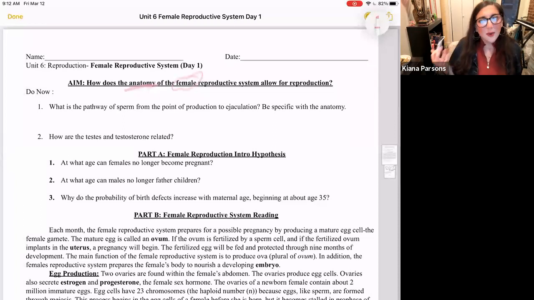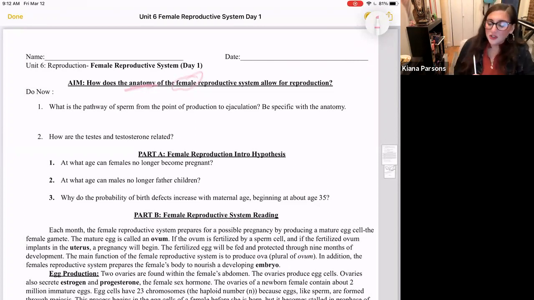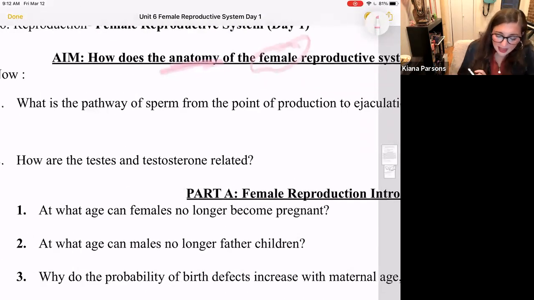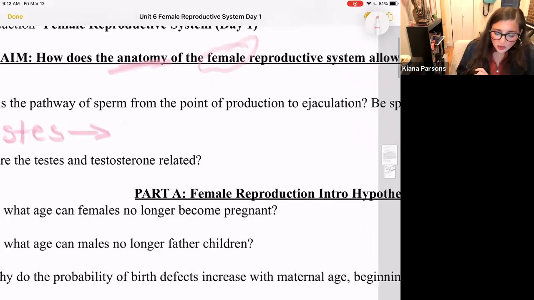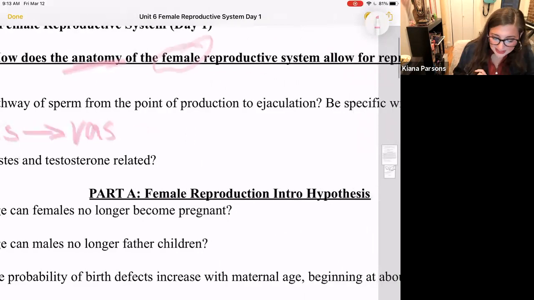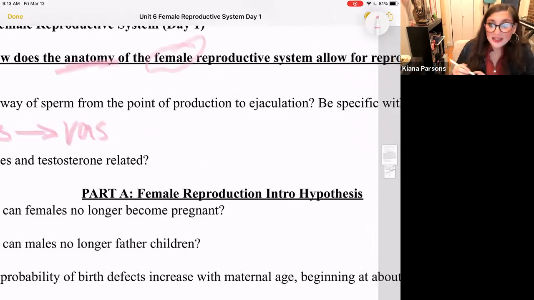This is a little reminder from yesterday's handout, so let's go ahead and track the pathway for sperm from the point of production to ejaculation, be specific with anatomy. So we have the place where the sperm are created, the testes, then to the tube that transports the sperm from the testes, the vas deferens, which remember that vas is what's snipped in a vasectomy, right? The vas deferens is snipped.